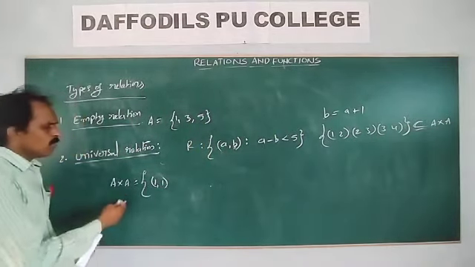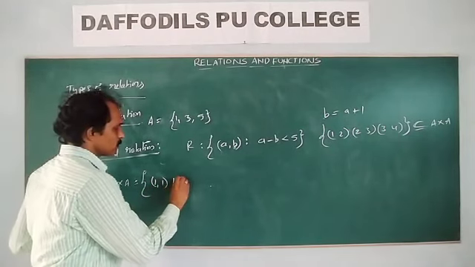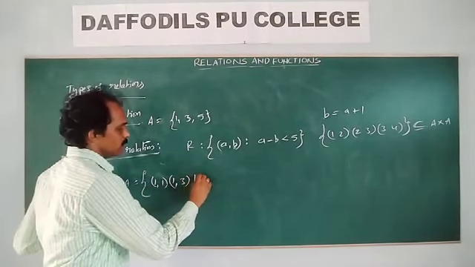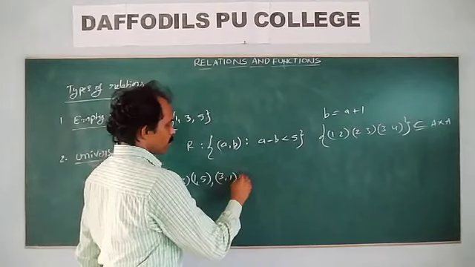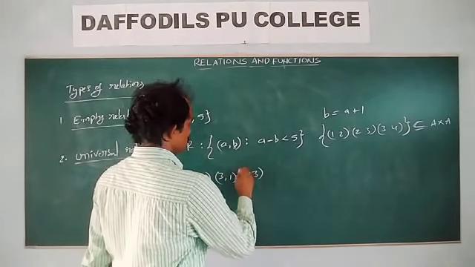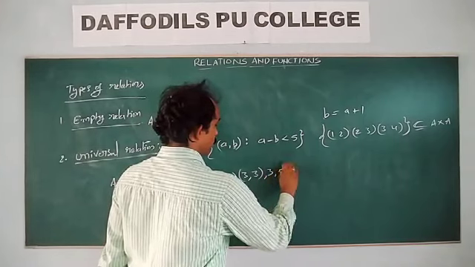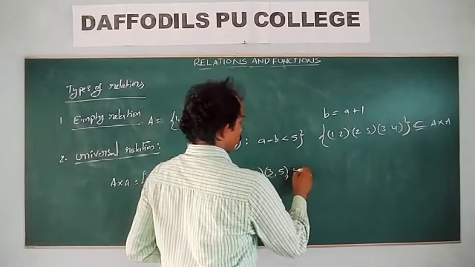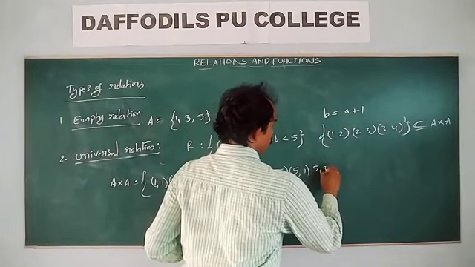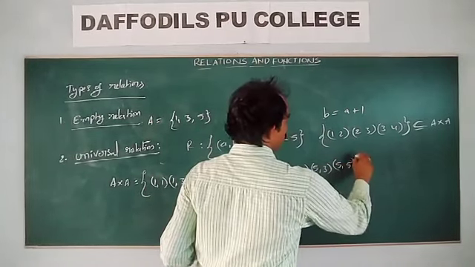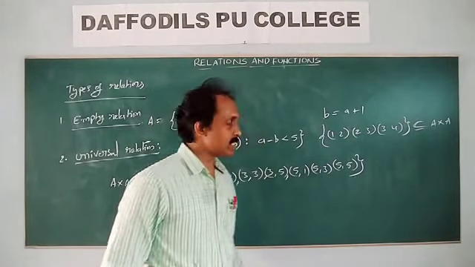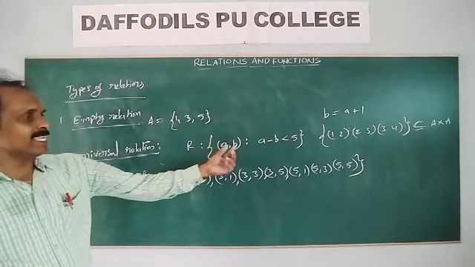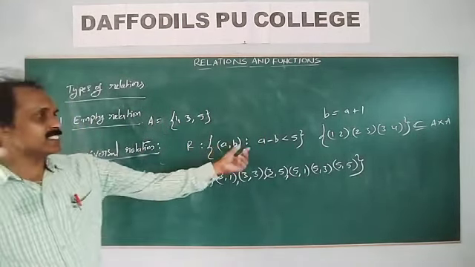Right. Okay, what is A cross B? (1, 1), (1, 3), (1, 5). Next (3, 1), (3, 3), (3, 5). Next (5, 1), (5, 3), (5, 5). How many elements? 3 into 3, 9 elements. 9 elements, right? Okay. The condition of the relation is a minus b less than 5.